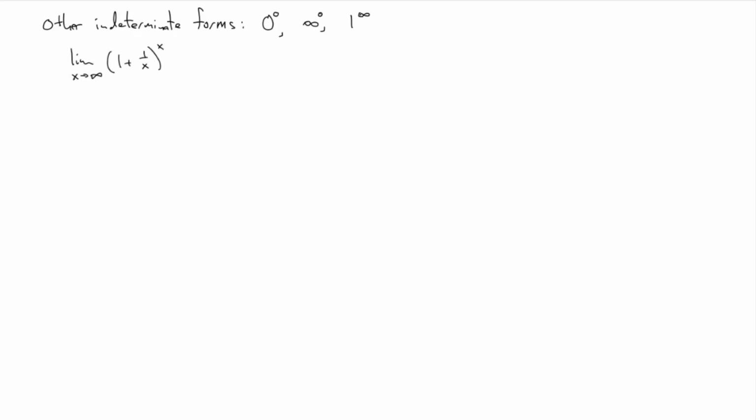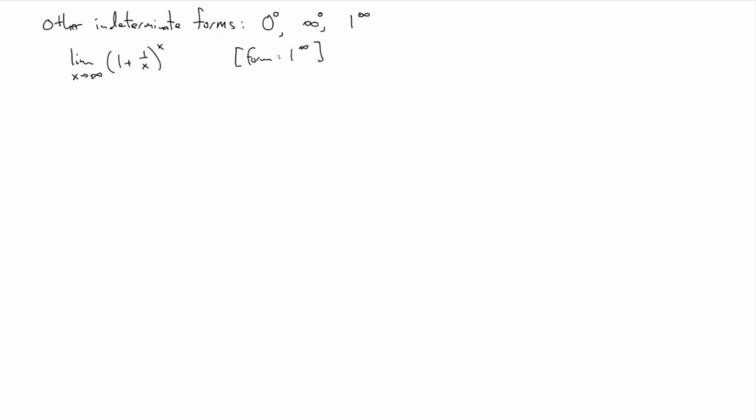Let's start with this example. The limit as x approaches infinity of 1 plus 1 over x, all to the x. As x approaches infinity, 1 over x is approaching 0, and so this is of the form 1 to the infinity. Here's how these problems work.